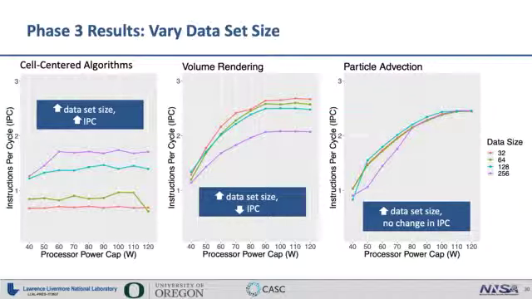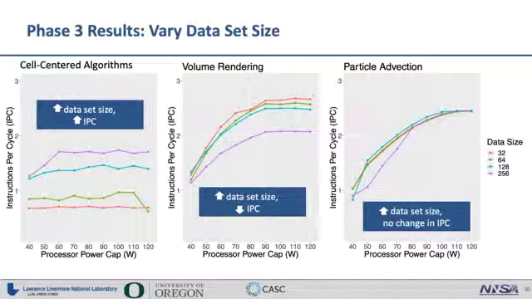Our next category of algorithms were those that saw a decrease in instructions per cycle as the data set size increased. Volume rendering was one of the algorithms that fell into this category, where we saw the algorithm becoming more data intensive as the data set size increased. So as the data set size increased, we saw a drop in the instructions per cycle. Volume rendering in particular, as the data set size gets larger, starts to thrash the caching infrastructure more, making it more data intensive and less able to perform or execute as many instructions per cycle.